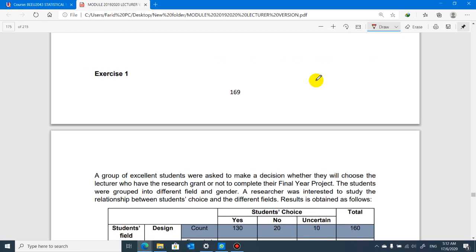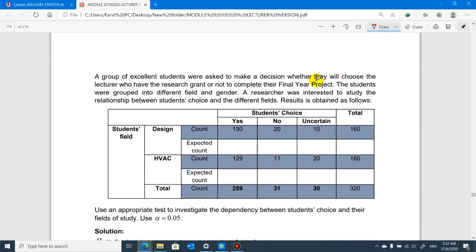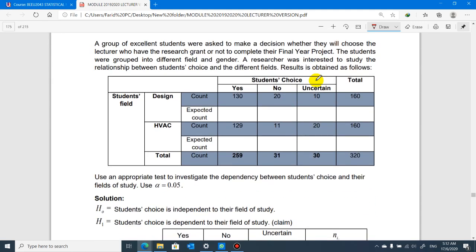Okay, so let's look onto one exercise yang bawah. A group of excellent students were asked to make decision whether they will choose the lecturer who have the research grant or not to complete their final year project. So the students were grouped into different field and gender. A researcher was interested to study the relationship between the student choice and the different field. So ada dua field dengan different choice. Result is obtained as follows.